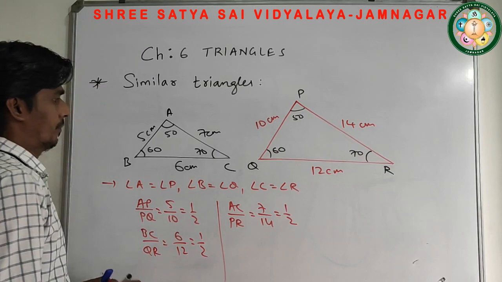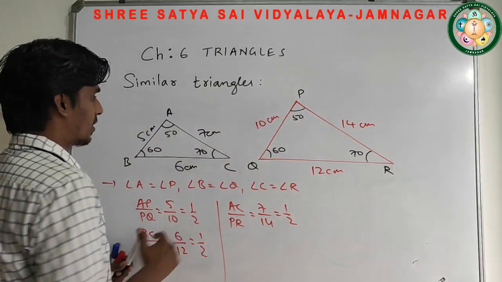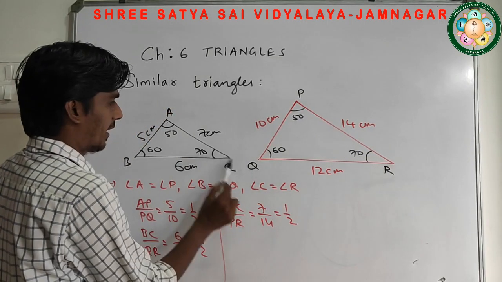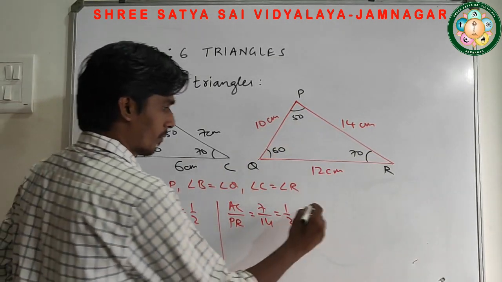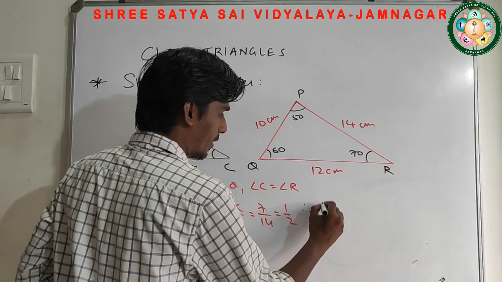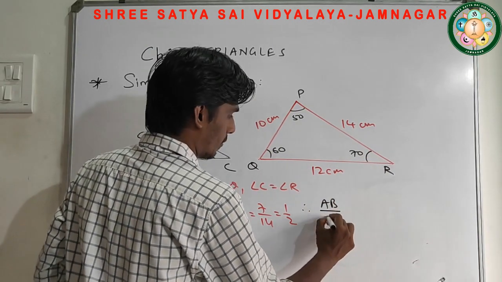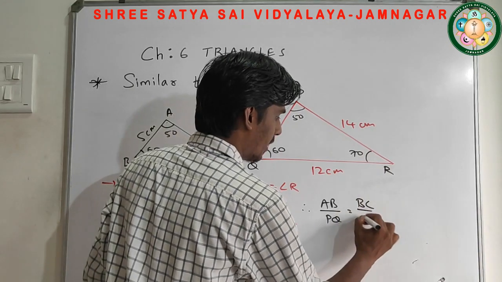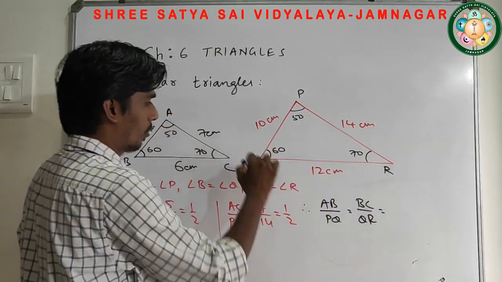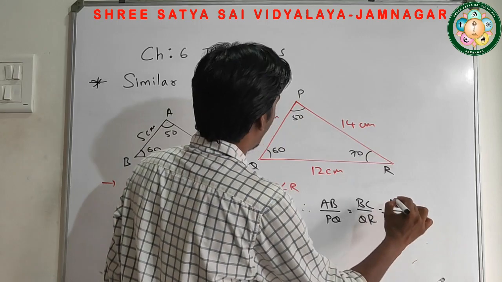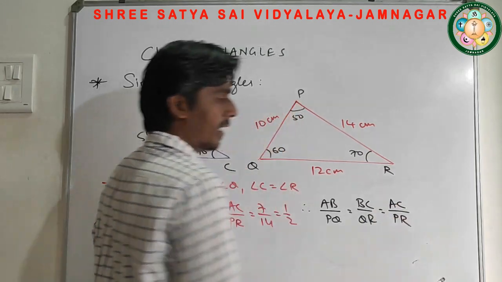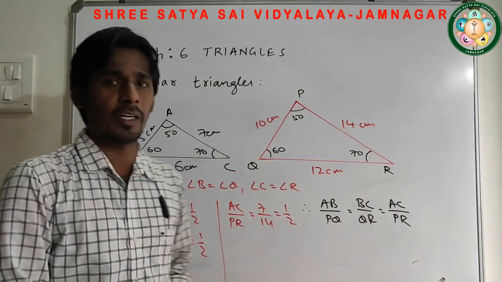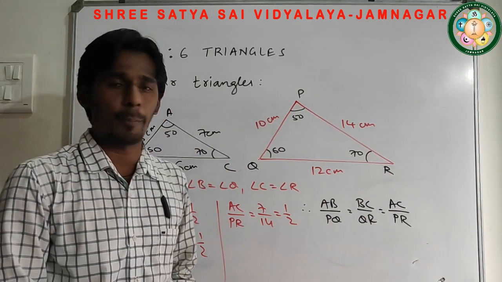So I can say that the pair of corresponding sides AB upon PQ, BC upon QR and AC upon PR are equal. Therefore, I can write AB upon PQ is equal to BC upon QR is equal to AC upon PR. So the pair of the corresponding sides are in proportion. Are in proportion means what?